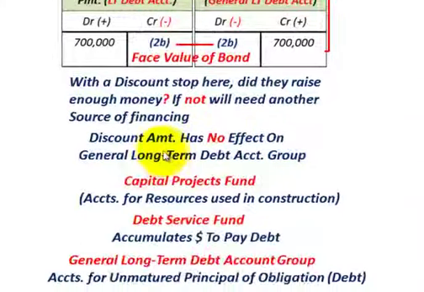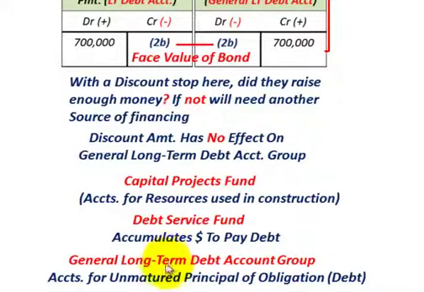Okay, so just to review here again, just for a reference here, the Capital Projects Fund, that accounts for resources used in the construction here, and again, that's the resources from that bond issue we have. And then our debt service fund, that's going to accumulate the dollars to pay off the debt or this bond here. And then in our general long-term debt account group, that's really going to account for the unmatured principal of, in this case, the debt here.